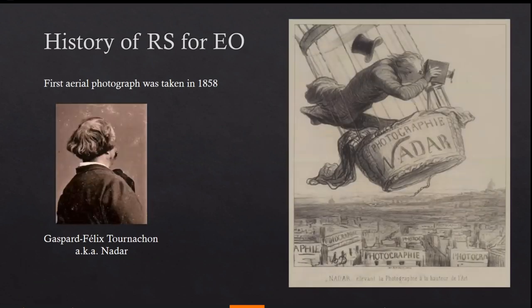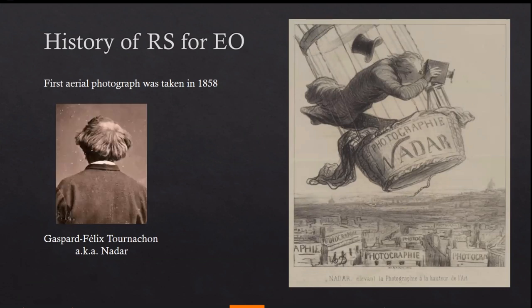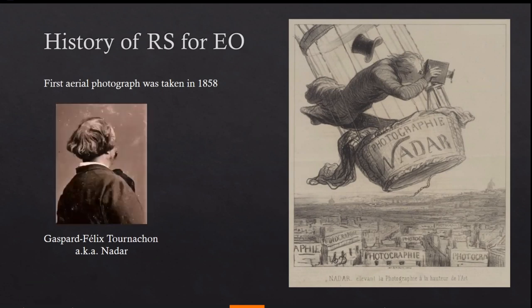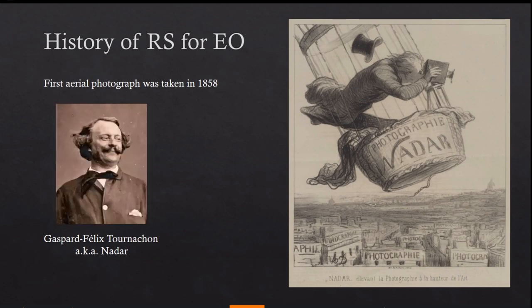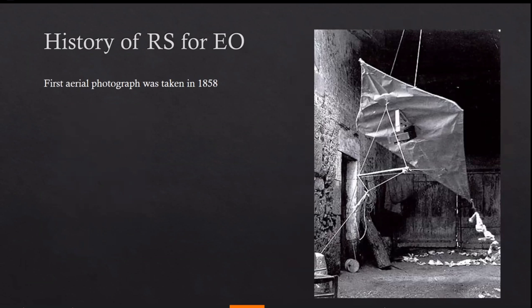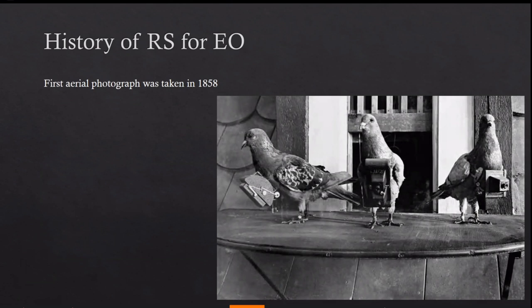There were a lot of news articles saying that he had elevated the art of photography. Unfortunately, the first photograph that he took in 1858 was lost in a fire, and the oldest aerial photograph that we have available is this one, taken in 1860 of Boston, the city in the U.S. This was taken by James Wallace Black. Since then, apart from hot air balloons, there have been attempts to use other flying objects as a platform for aerial photography, such as kites or even homing pigeons, which would come back to their homes when released from any other location.